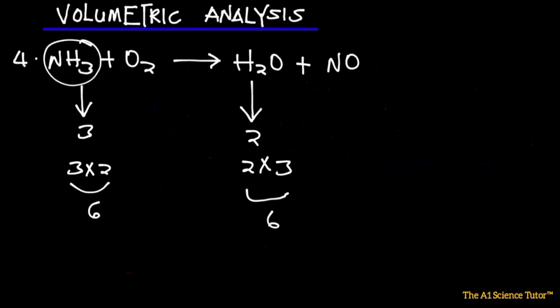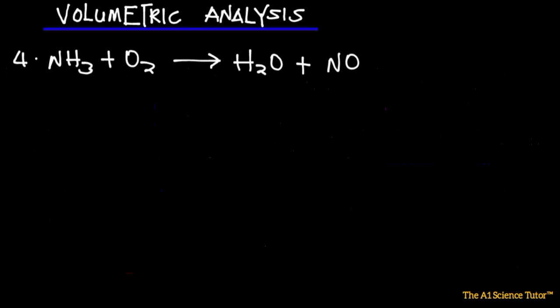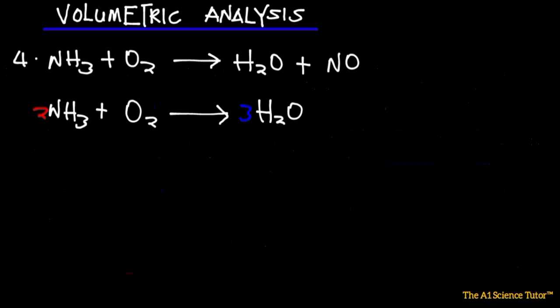How can we make 6 to be formed here? We need to place a 2 in front of ammonia. And here we need to place a 3 in front of hydrogen. So let's try to do that. That will be 2NH3 plus O2. And on this side we need to place a 3. So that is what we have.